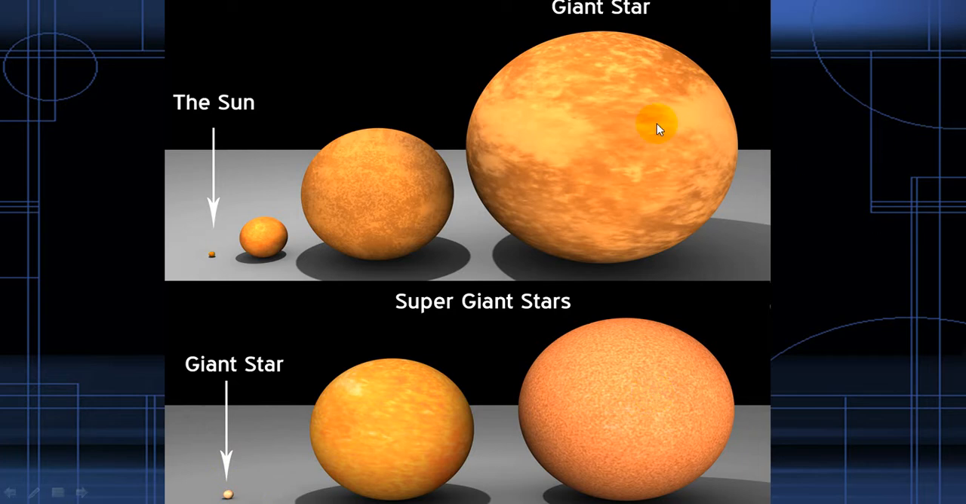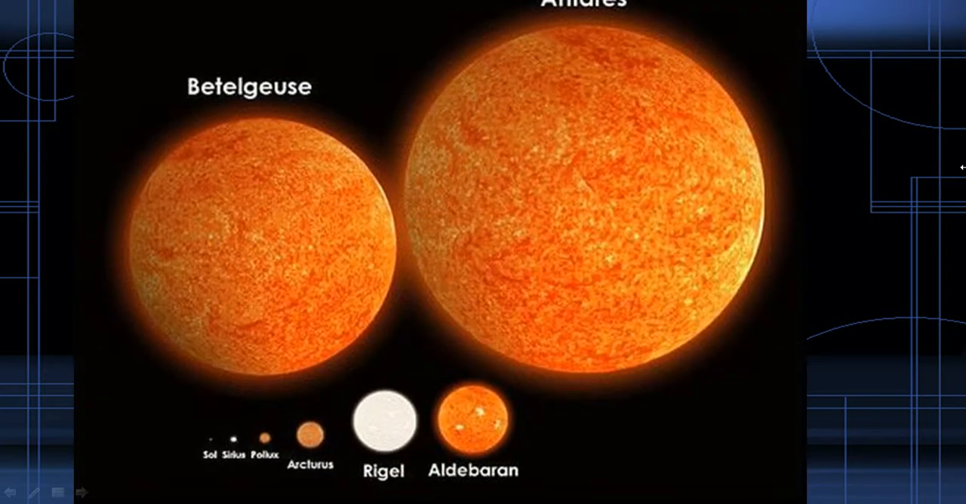If our sun were this size, there would be no Earth, because it would completely swallow it. It would, first of all, be very hot, but it would literally be bigger than the orbital area of the Earth. Here are some of those supergiants right here.